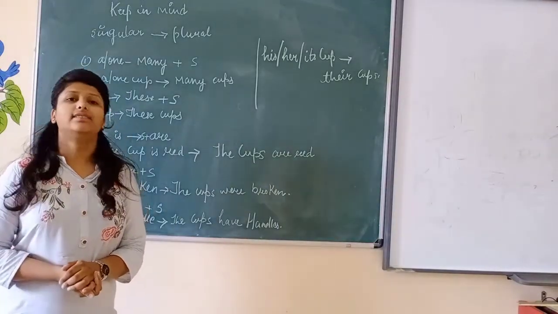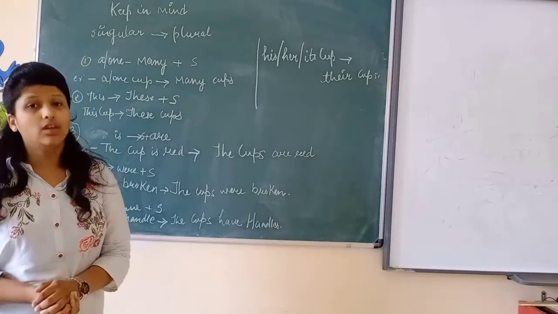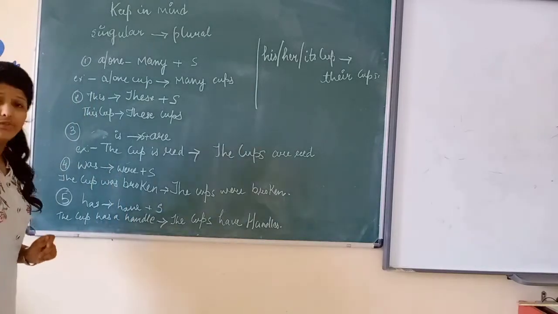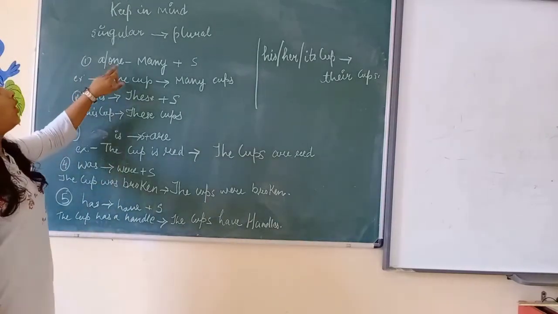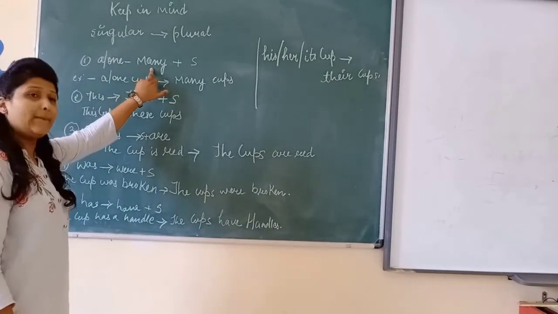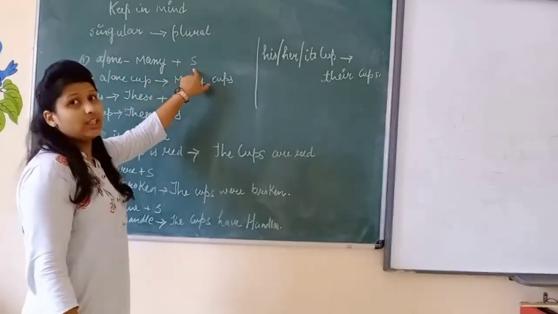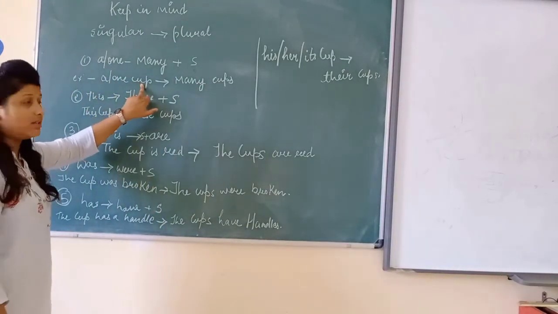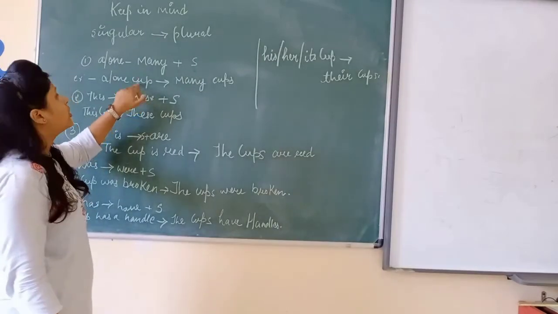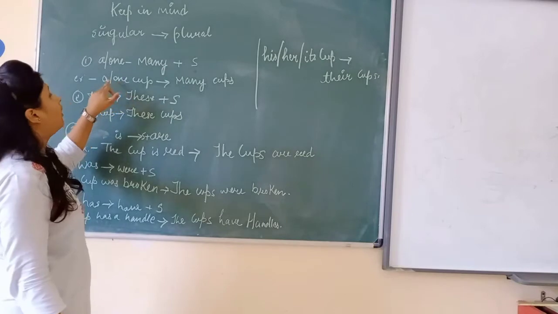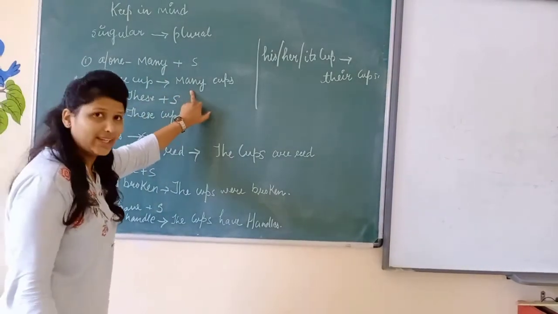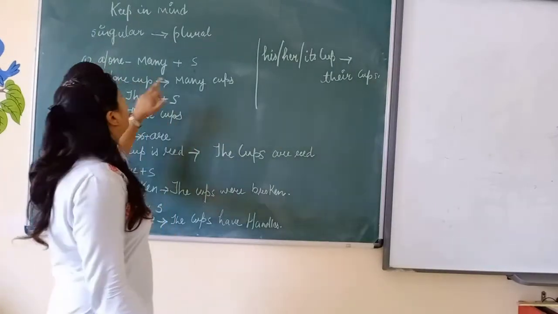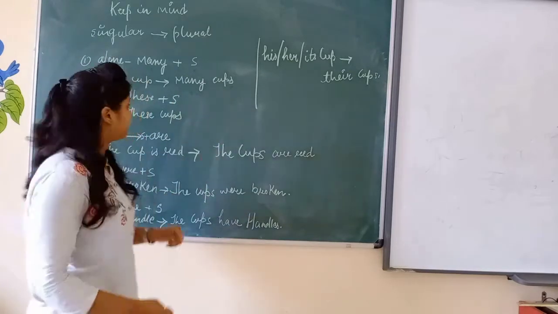While changing a singular noun into a plural noun, we need to keep some important points in our mind. The first point is that a or one changes to many and we add s to the noun. For example, a or one cup. When we change this singular noun to plural noun, then one or a will change into many and we are going to add s to the noun. So, it becomes many cups.